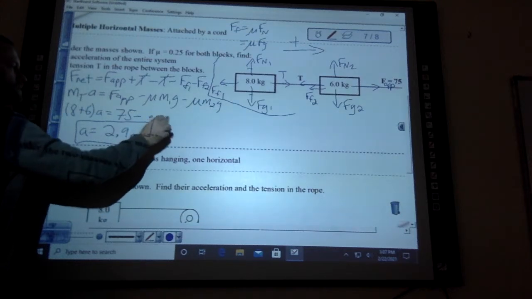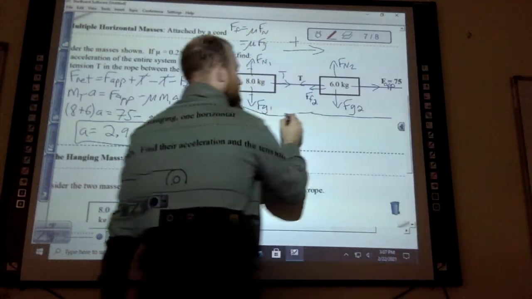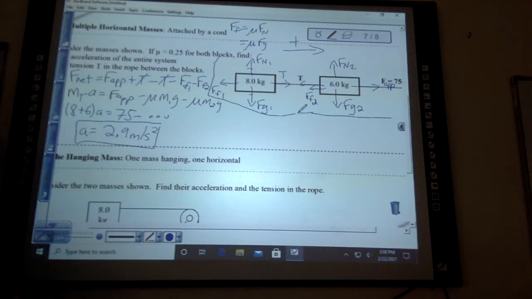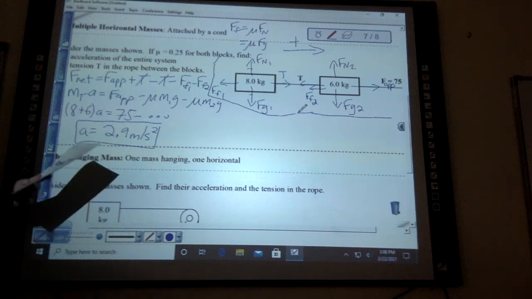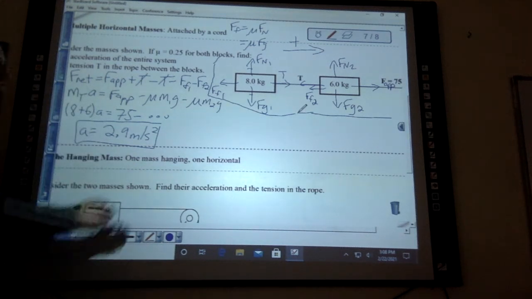This goes on and on and on. You can plug in the numbers if you want. If you have any questions on that, come see me in class and I can show you what it actually looks like. So this is our total acceleration.